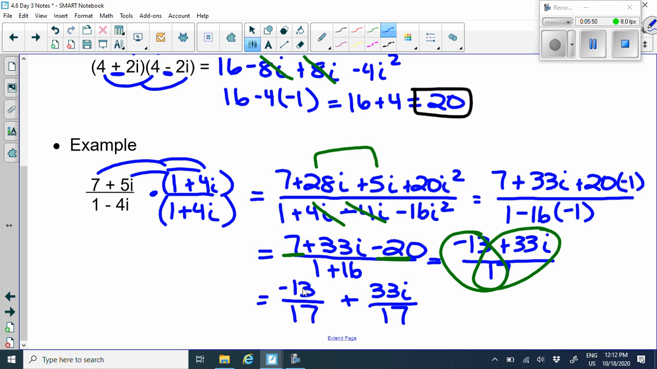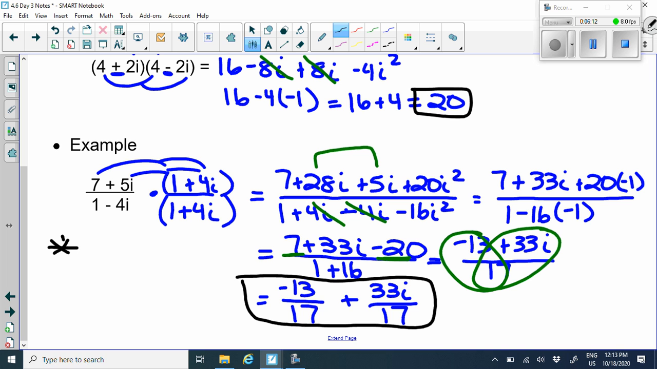over 17. Now notice that both of these we cannot simplify anymore because there are no numbers that can go into 13 and 17 except for 1. And same thing with 33 and 17. The only number that can go into both of them is 1. So our final answer is negative 13 over 17 plus 33i over 17.